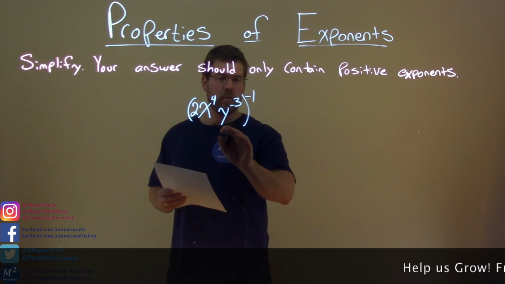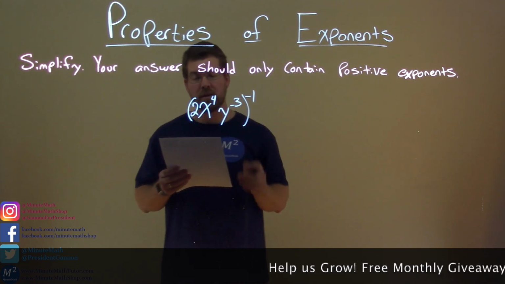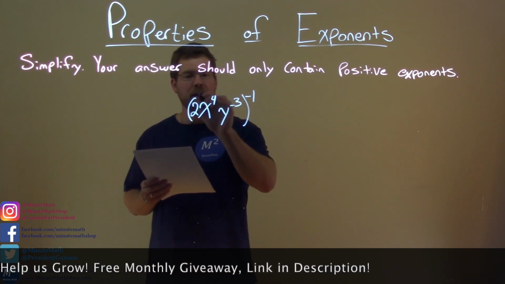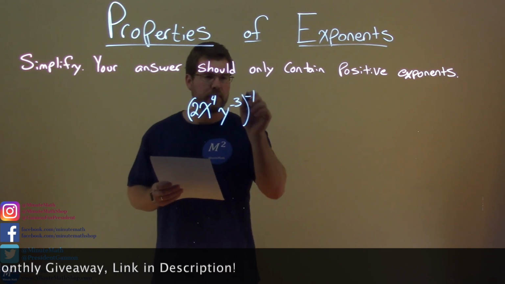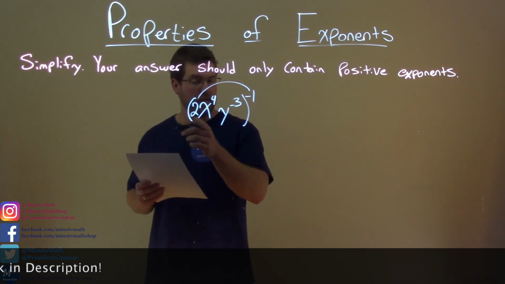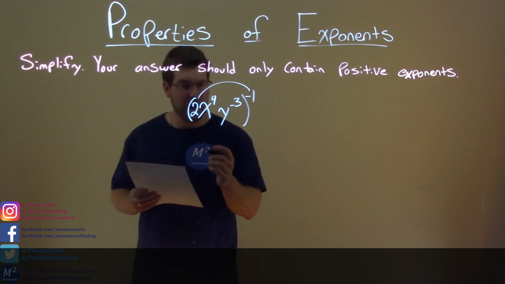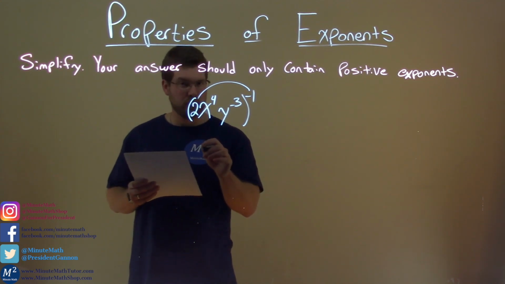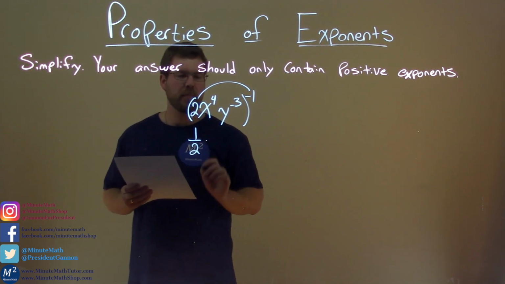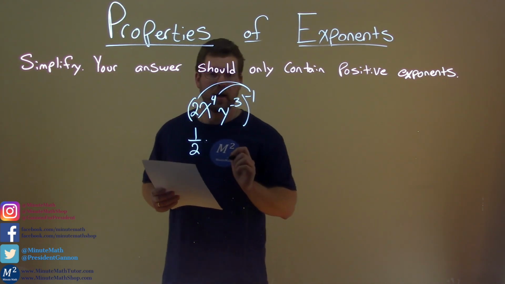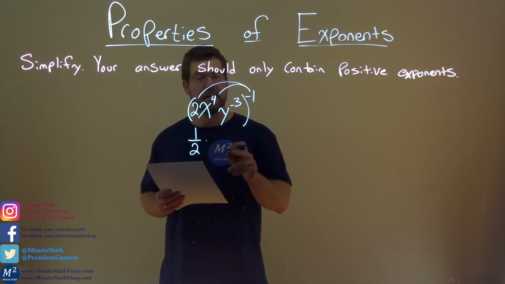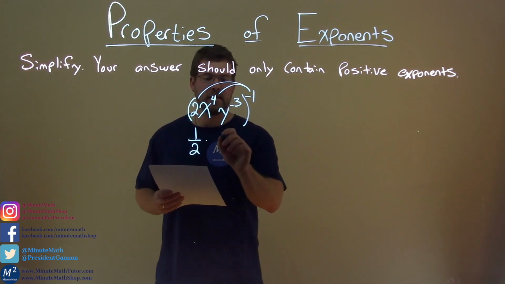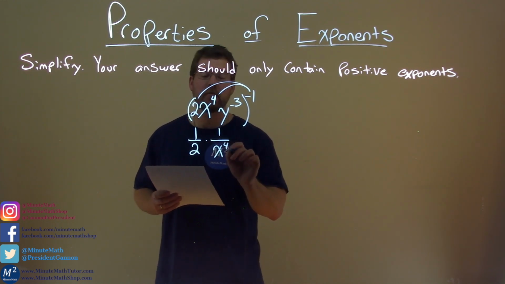2x to the 4th power, y to the negative 3rd power, all of that to the negative 1st power. So what I'm going to do here is distribute this negative 1 power to all 3 parts. Negative 1 power times the 2 up here is 2 to the negative 1 power, which is 1 over 2, right? So we have 1 over 2 here, times x to the 4th to the negative 1 power. Same thing, multiply the exponents. We have a negative 4. x to the negative 4 right here is the same thing as 1 over x to the positive 4th power.